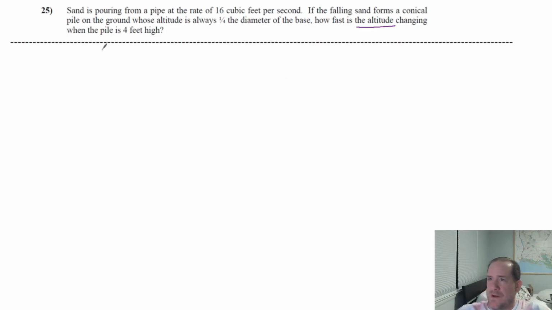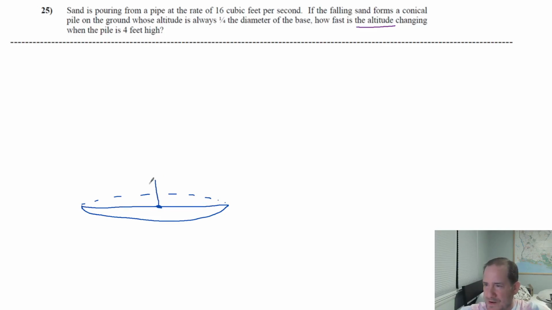But what does that mean? Again, they're just telling you sand is pouring from a pipe and it's making a cone. So draw yourself a cone. What does it say? The altitude is 1/4 of the diameter. So you know what? Let's make the diameter way bigger. We'll make this big old diameter. And if that's my diameter, then my height is supposed to be 1/4 of this. So my height is barely anything at all. So we've got this really pretty squat little cone like this.